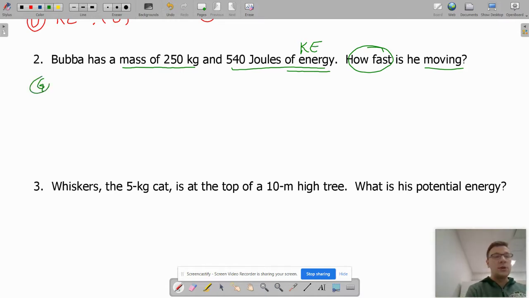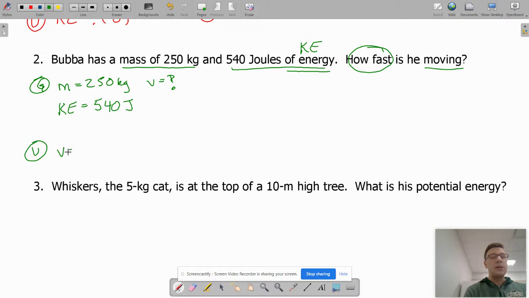So let's go ahead and write out our givens here. Bubba has a mass of 250 kilograms. He has a kinetic energy value of 540 joules. And then we are solving for how fast he is moving, or the velocity of Bubba. And when we go ahead and rewrite that, we'll put in the units here that we're going to be solving for, and we know that the units for velocity are meters per second. If you forget, they are at the top of the page.